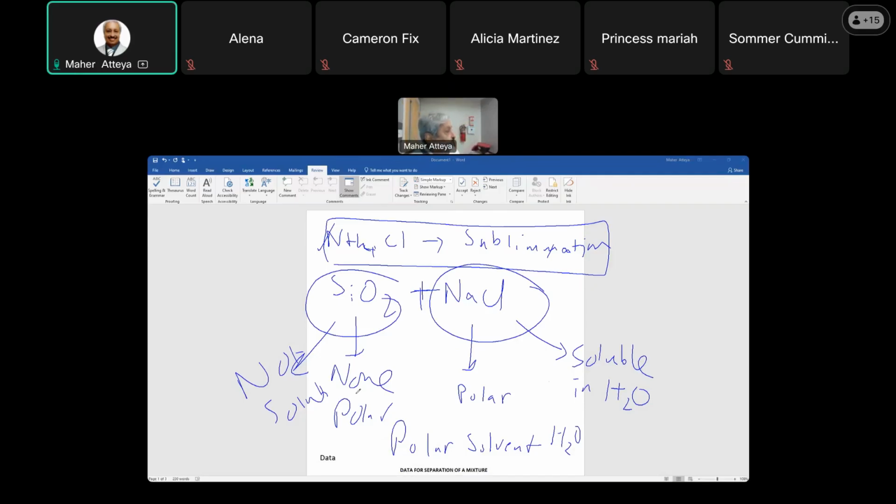That's the whole idea of separation of this solid mixture made of ammonium chloride, made of sand, silicon dioxide, made of kitchen salt, which is sodium chloride. So that's the first part. I'll come back to the first part, but before that, we go to the second part. Whenever there is heating in between, we can do the second part.